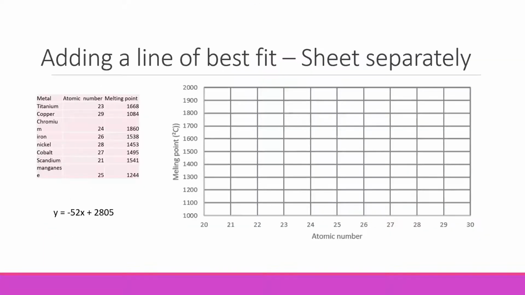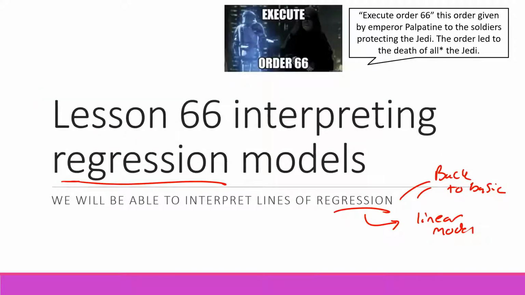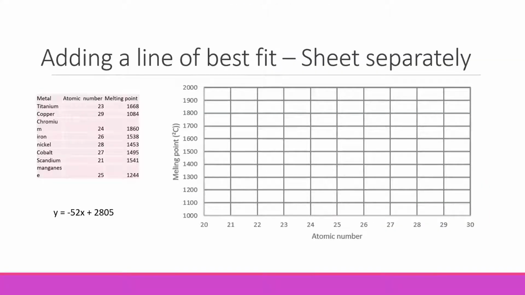In 7F, what I'm going to do is show you guys firstly how to create a line of best fit. So to do that, we're going to put in some values. What I've got here is a list of different metals: titanium, copper, chromium, iron, nickel, cobalt, scandium, and manganese. And I've got for these ions the atomic number, and I've got their melting points. And so what I'm going to do is just plot these on the graph.